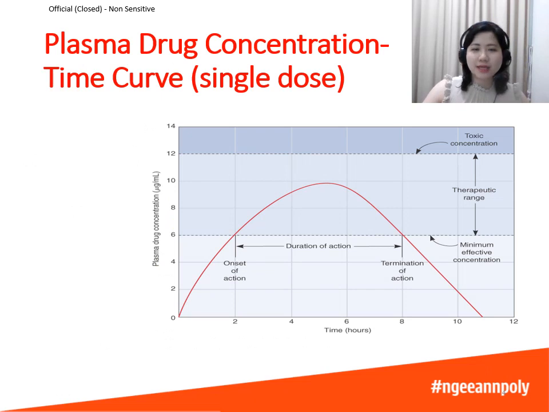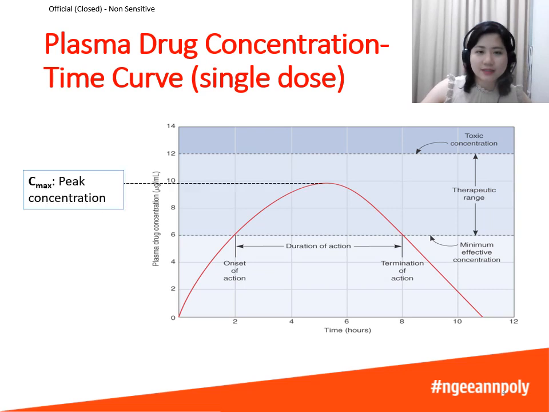Let's take a look at the plasma drug concentration time curve following a single dose of the drug. As the drug gets absorbed, the plasma drug concentration rises. There is metabolism and excretion taking place as well, but initially, the rate of absorption is higher than the rate of elimination. Eventually, absorption slows down and elimination increases as well. So, the plasma drug concentration starts to drop until it reaches zero or almost zero.